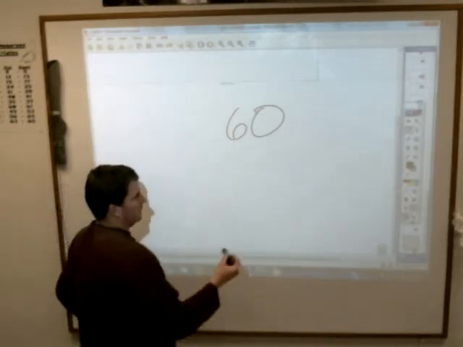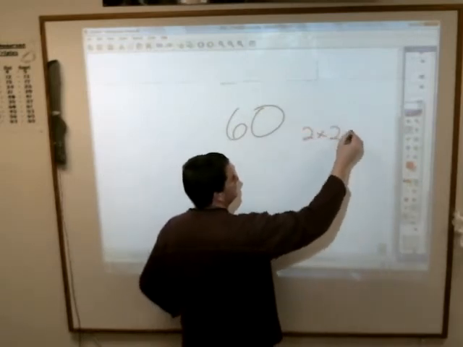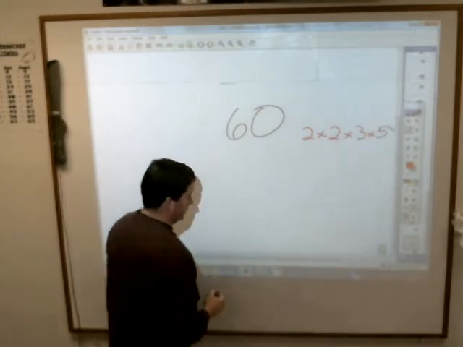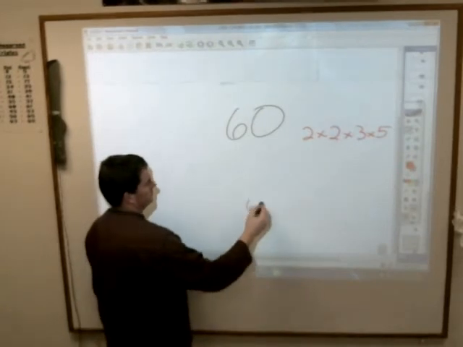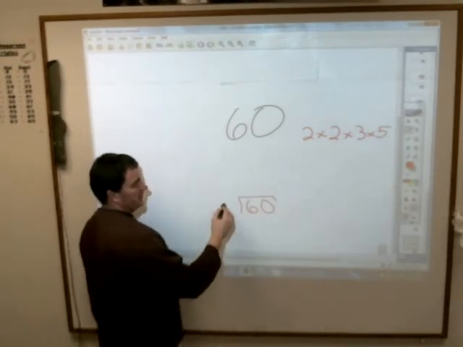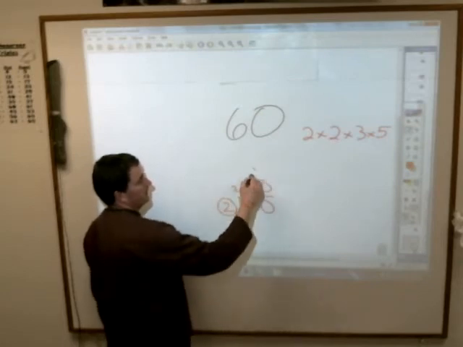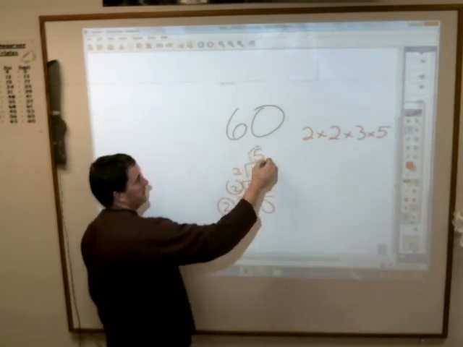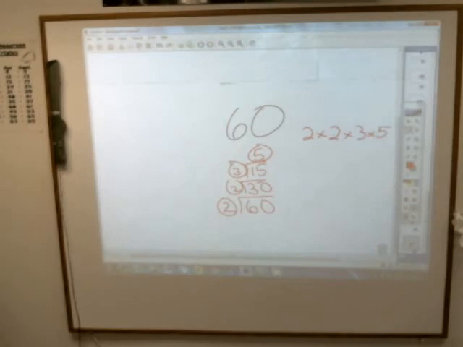And Bailey says 2 times 2 times 3 times 5. Did you use the tree or did you do division? I did the division. So you take 60, cut it in half, you get 30. Cut 30 in half, you get 15. And 15 is 3 times 5. Those are the numbers right there. Anybody have issues with that?